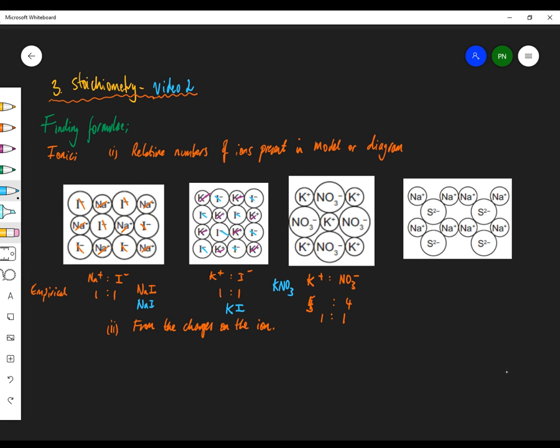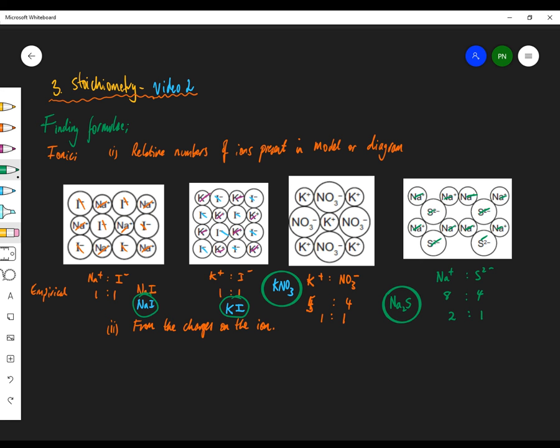It's 1-to-1. Now this next one is a trickier one. Again, this is sodium ions to sulfide ions. What's the ratio here? Well, 1, 2, 3, 4, 5, 6, 7, 8 to 1, 2, 3, 4, 8-to-4. So that's going to end up as 2-to-1, isn't it? This is the empirical ratio, the simplest ratio, and 2-to-1 means the formula of sodium sulfide is going to be Na2S. So there's the formulas: NaI 1-to-1, KI 1-to-1, KNO3 1-to-1, and Na2S 2-to-1.